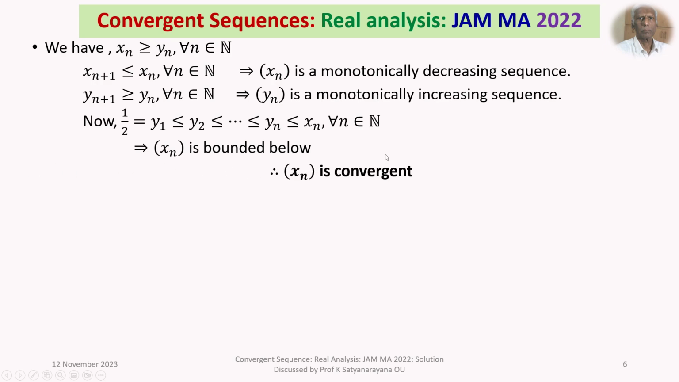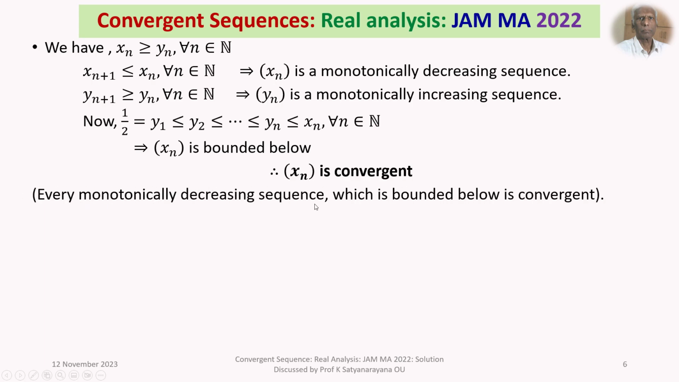Why? We use the theorem: every monotonically decreasing sequence which is bounded below is convergent. So the sequence xn is a monotonically decreasing sequence now, and it is bounded below by 1/2. Therefore it is convergent, using the theorem. And for the case of yn, which is a monotonically increasing sequence, if it is bounded above, then it is convergent. Let's see once again.